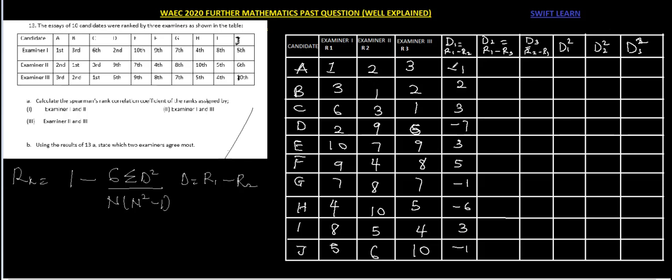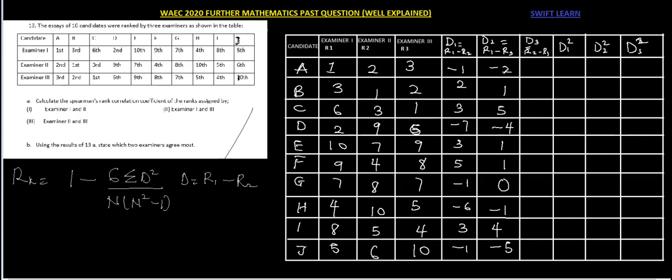So D2 is R1 minus R3, that's this minus this. 1 minus 3 is minus 2, 3 minus 2 is 1, 6 minus 1 is 5, 2 minus 6 is minus 4, 10 minus 9 is 1, 9 minus 8 is 1, 7 minus 7 is 0, 4 minus 5 is minus 1, 8 minus 4 is 4, 5 minus 10 is minus 5.